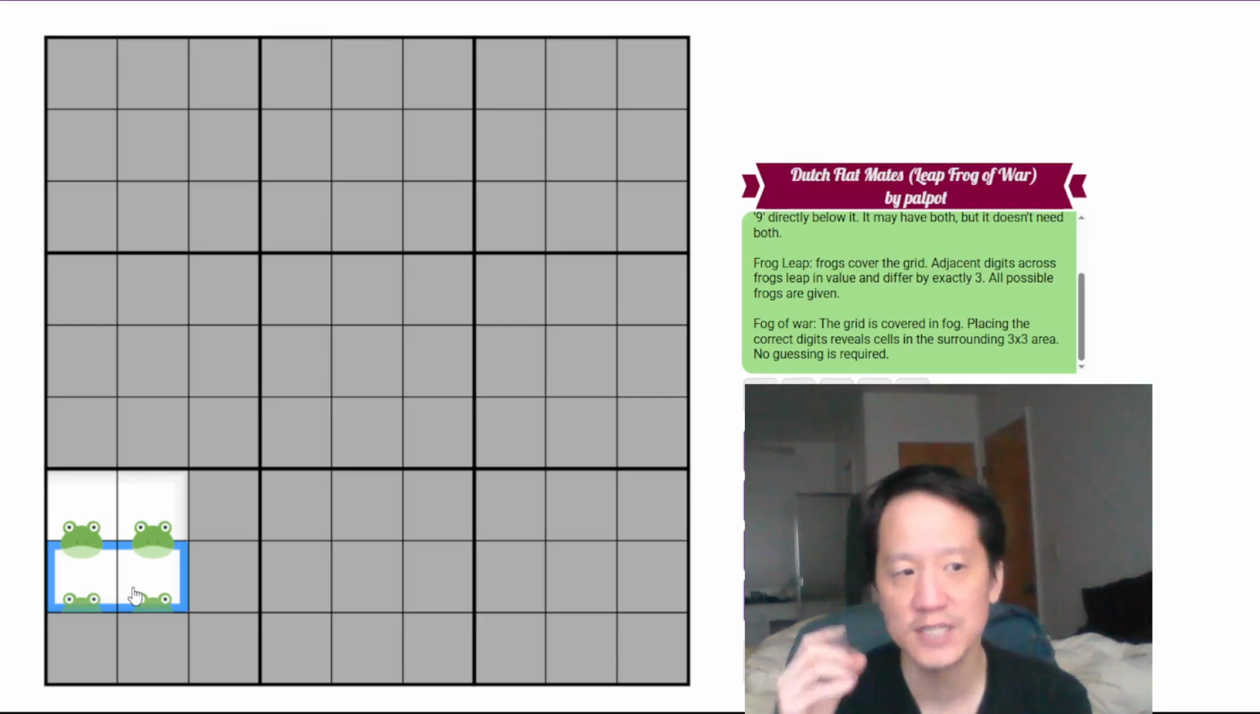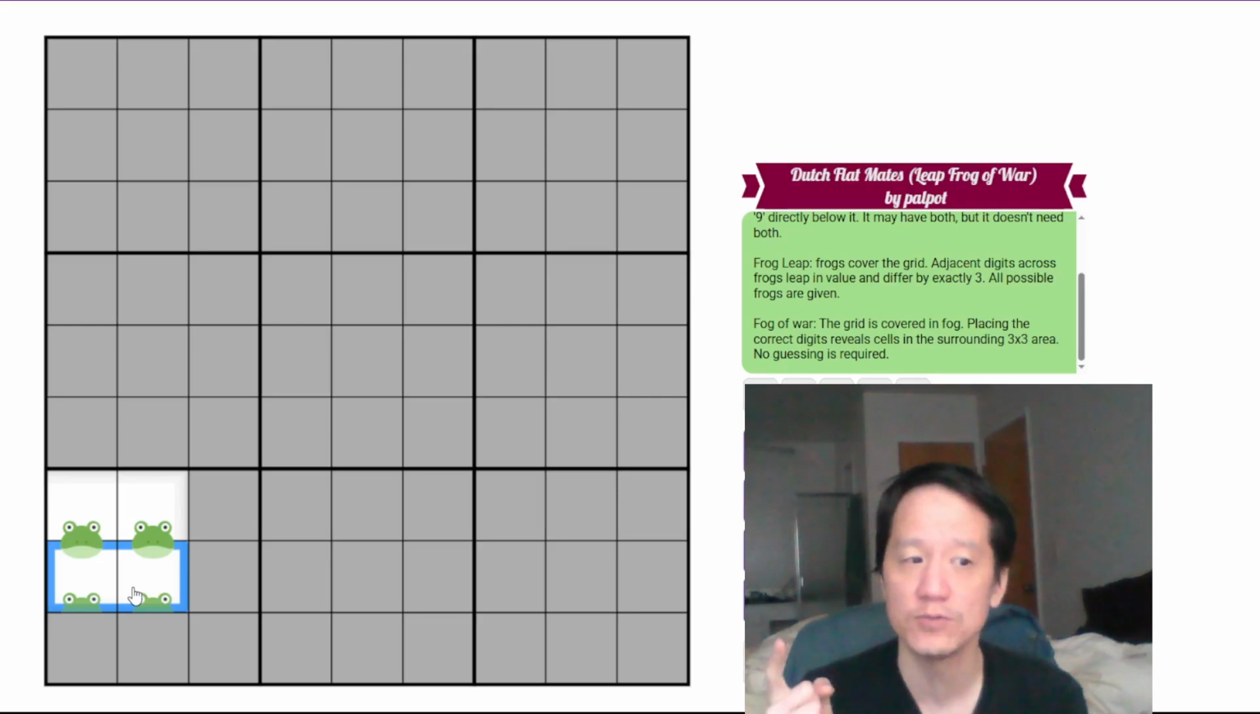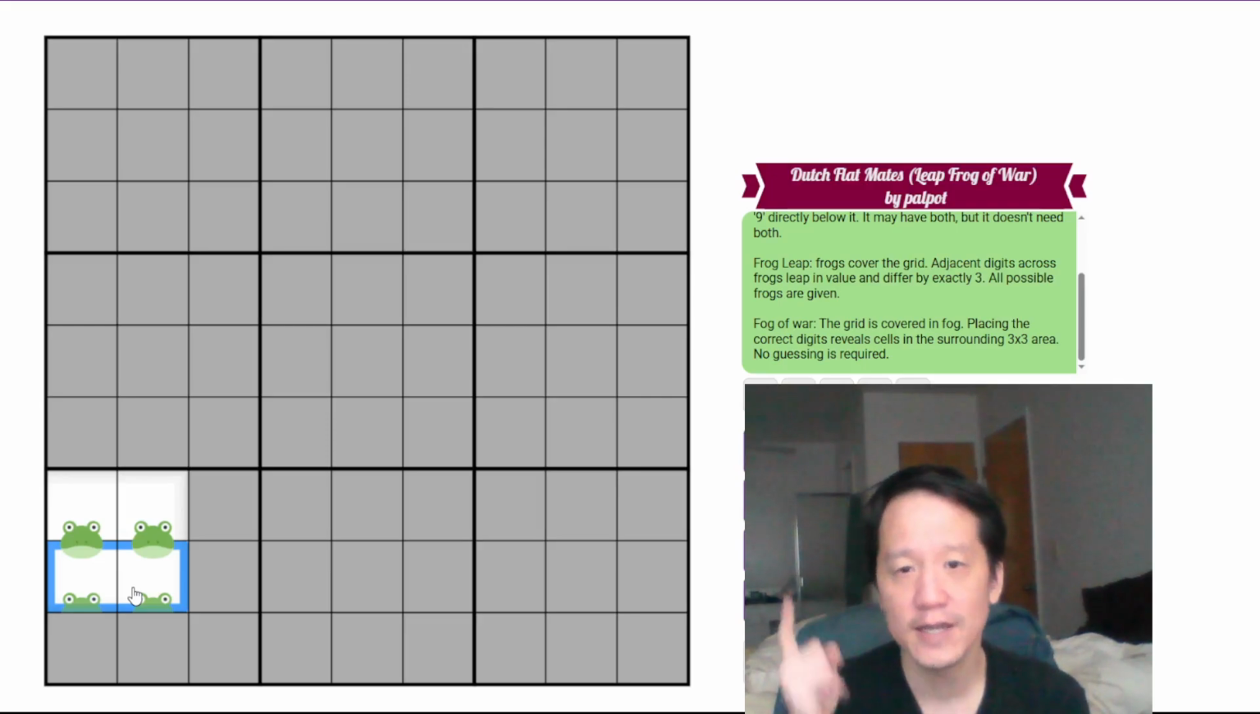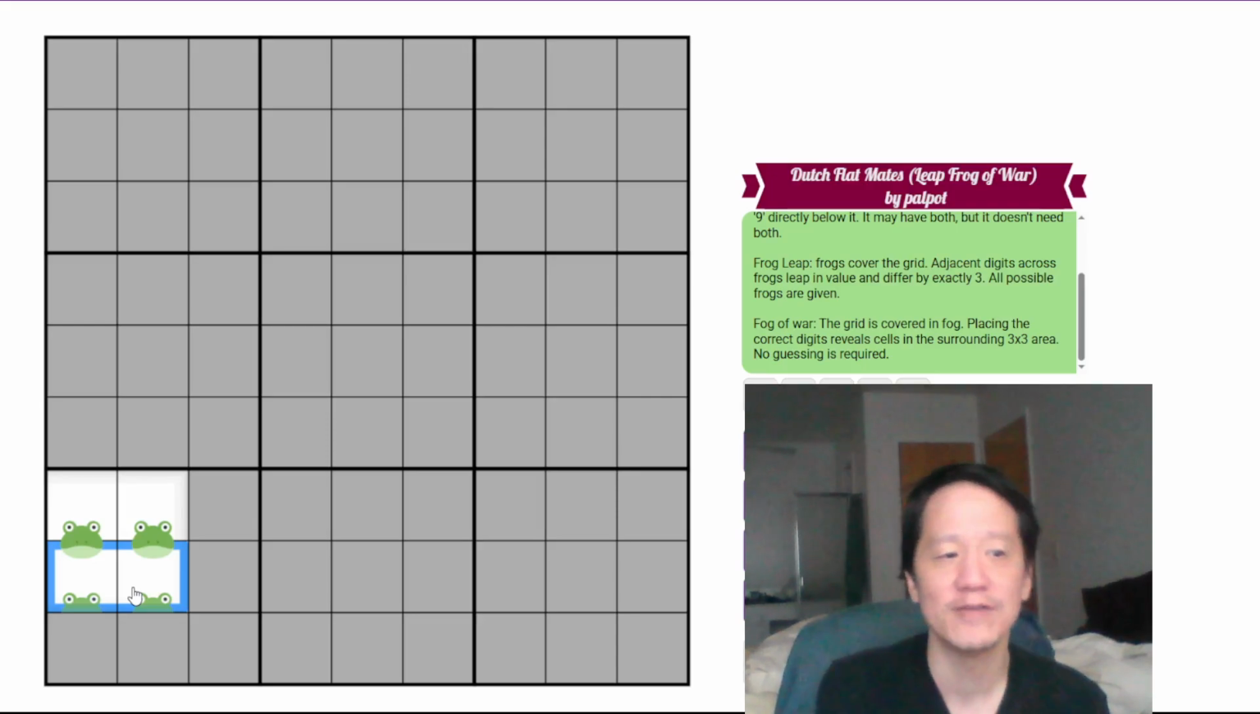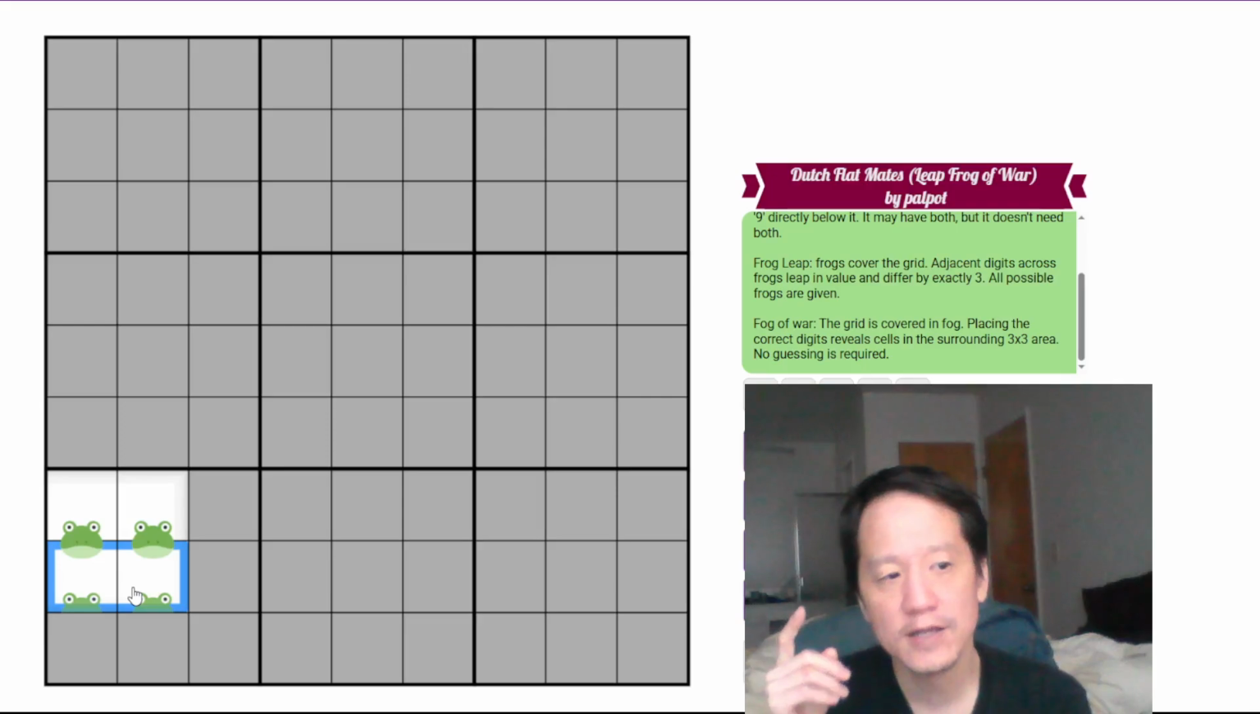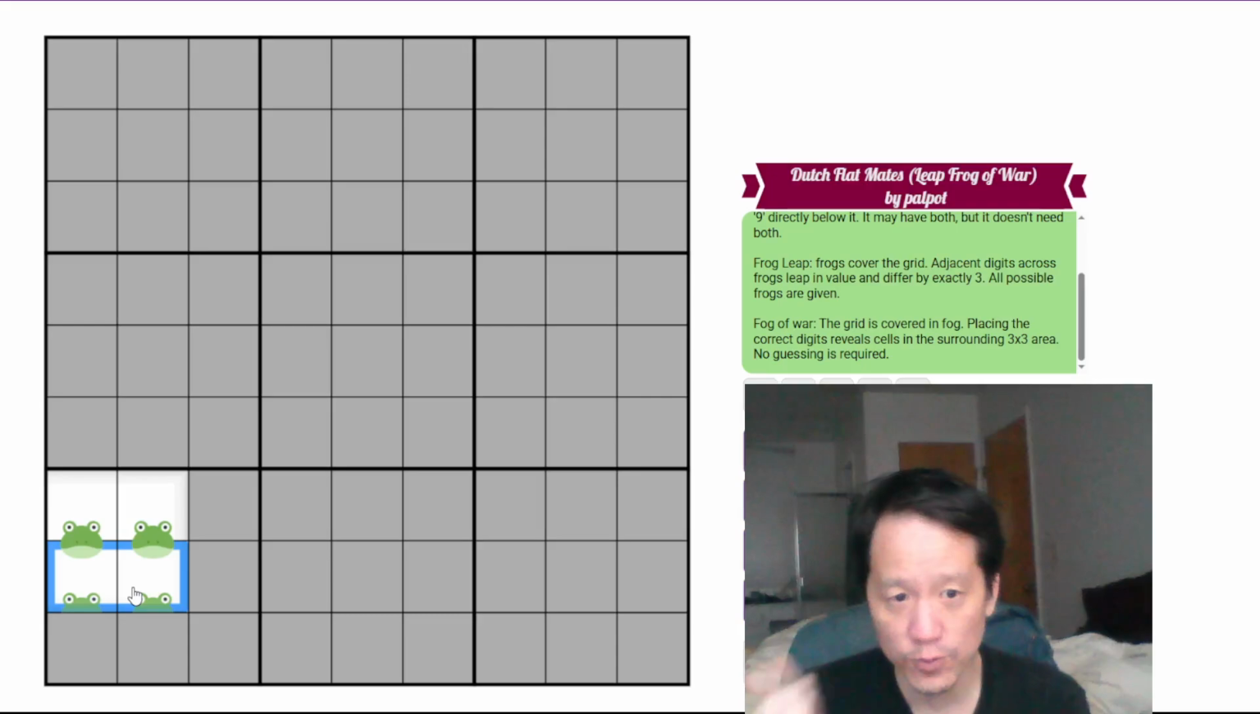Now take a look at 7, 8, and 9. What digits can be exactly 3 away from those digits? 9 can only be 3 away from 6. 8 can only be exactly 3 away from 5. And 7 can only be exactly 3 away from 4. So the only digits that can be exactly 3 away from 2 other digits are 4 through 6.